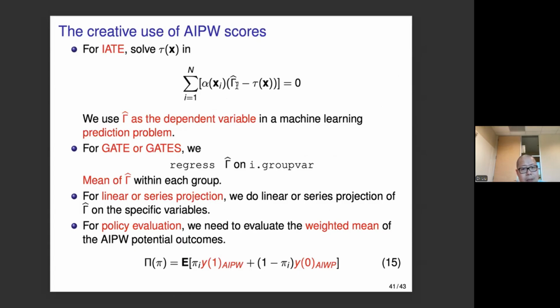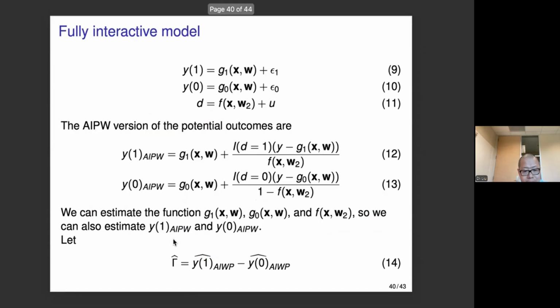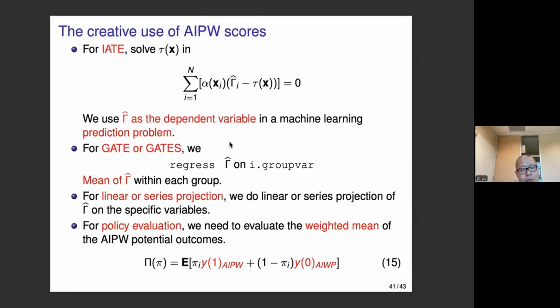Now for the CATE functions, when you're using the AIPW estimators, this gamma hat can serve as the dependent variable in a machine learning prediction problem, because this is just the treatment effect for observations before you're taking expectation. And tau(x) is the treatment effect after you're taking expectations. So it's as if you regress y on certain x, but here your y becomes the gamma hat and your x becomes the function tau(x).